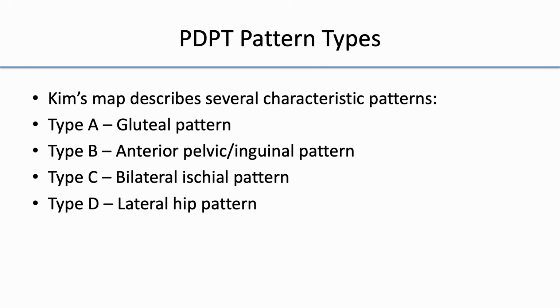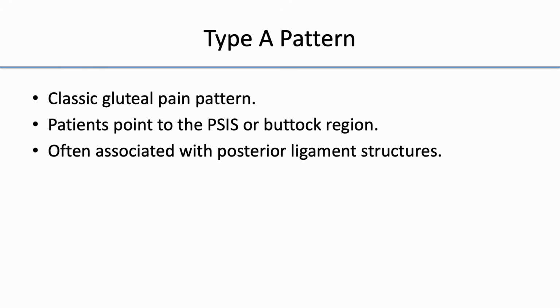First, let us briefly review the types in Kim's pain distribution map. The map classifies sacroiliac joint pain into several characteristic patterns. Type A represents the classic gluteal pain pattern. The patient usually points to the buttock region, often near the PSIS. This is the most familiar and intuitive presentation of sacroiliac joint pain.